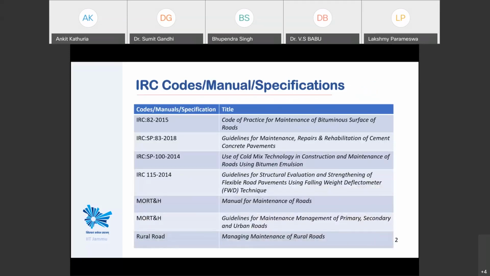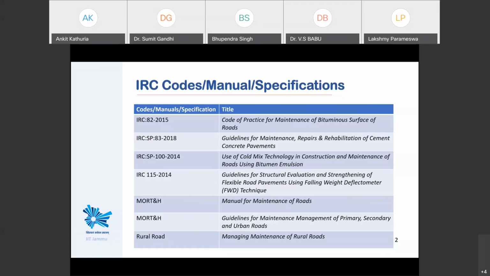While I was digging out information about maintenance and rehabilitation of roads, I could go through some different types of codes, manuals, and specifications which somewhere talk about maintenance and rehabilitation. So I just thought I'll put all the list of various codes available into this one table, and I could see that, okay, there are a couple of IRC codes, there are a couple of MORTH manuals and the rural road manuals, which talk somewhere about the maintenance and rehabilitation of road.